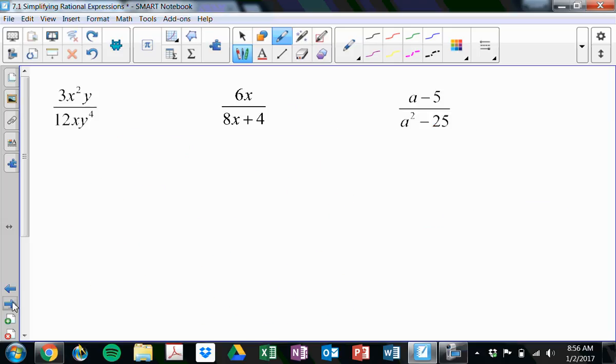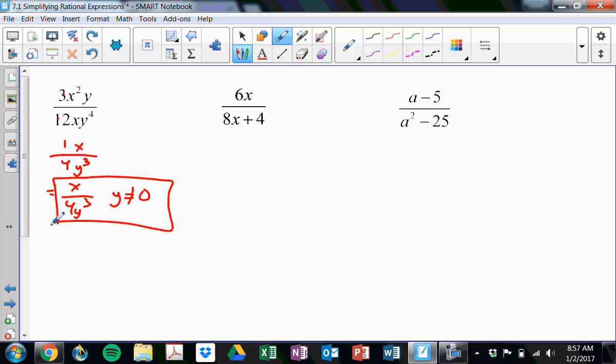I'm going to simplify these rational expressions. The first one we've kind of done before. Problems like this we've done. 3 divided by 12 is just 1 over 4. 2x's on top and 1 on the bottom is 1x on top. 1y on top, 3y's on the bottom is this. This is really x over 4y to the third, and I know that y cannot be 0, because if y was 0, 4 times 0 is 0, and you'd get an undefined.